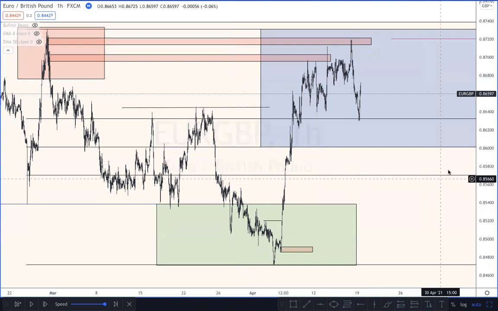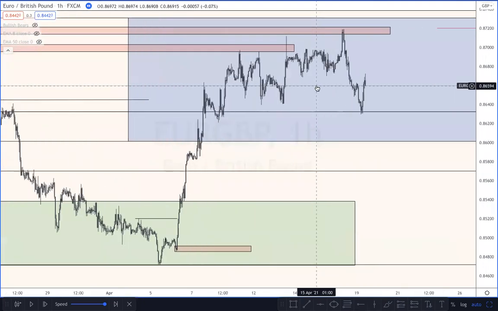Could you show another example? I will show another example. Don't worry, Diana. So we got the wick to be mitigated. That's your first entry. And then the institutional candlestick to be mitigated also. Second entry. I'm going to show you the third entry.